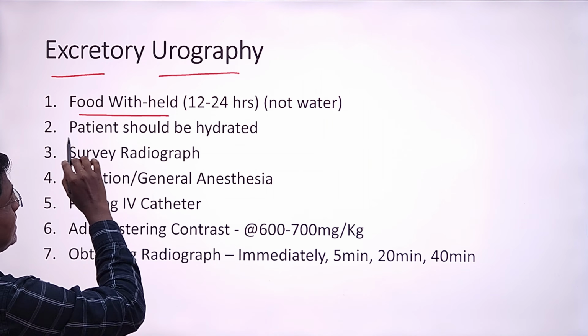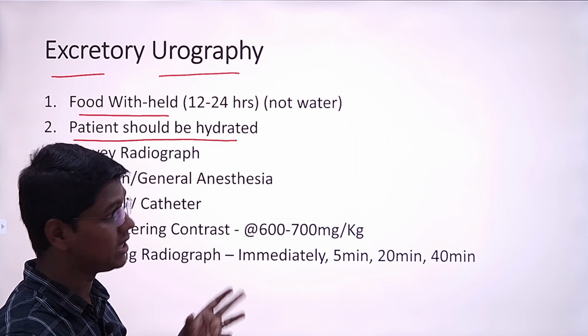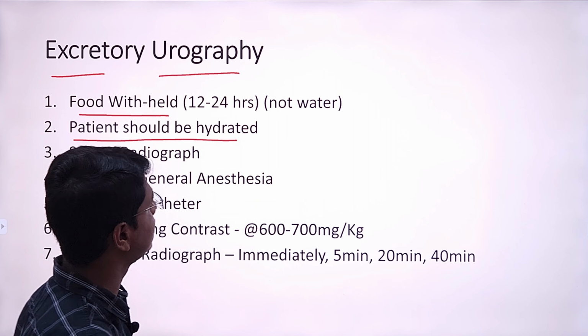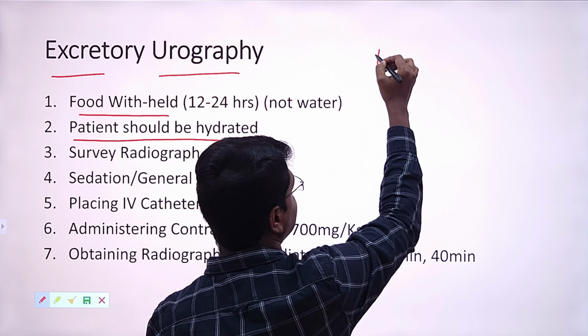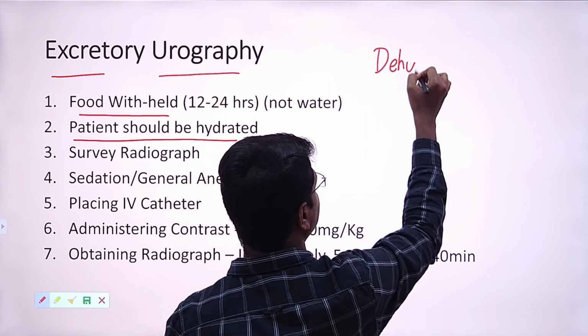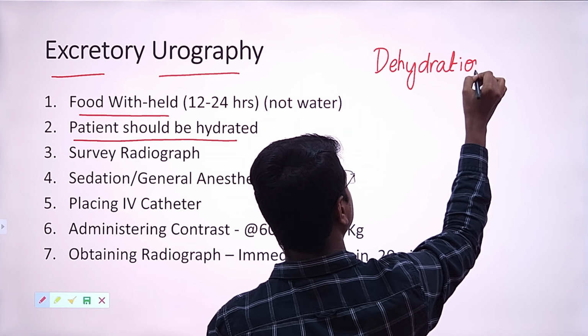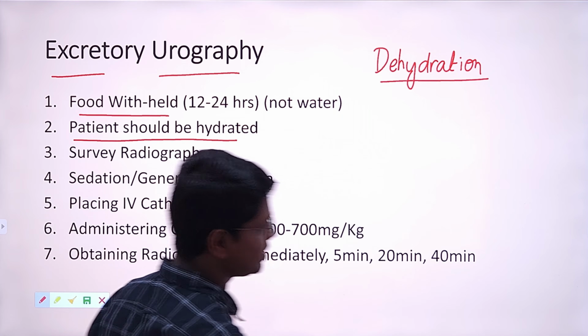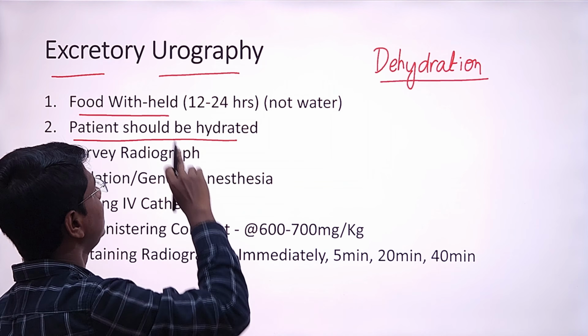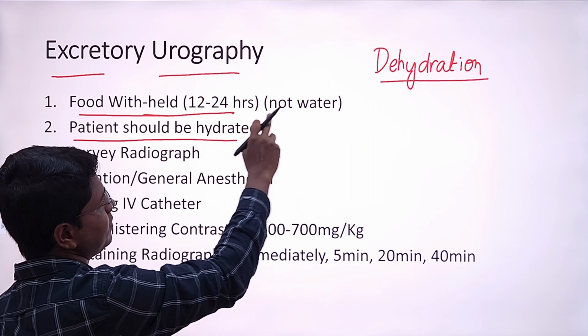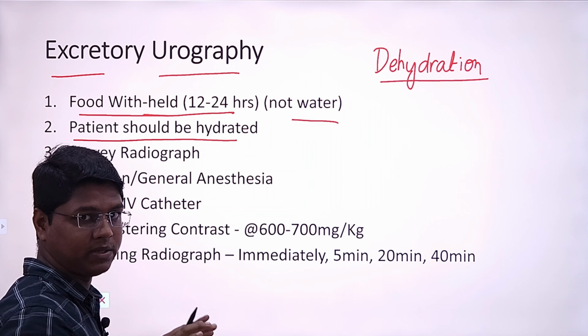Now the patient should be hydrated. A contraindication for excretory urography is dehydration. In dehydrated patients you should not use this method. First you have to give fluid therapy and do the hydration, then after do the urography. That is why the food is withheld but not the water. Water should be given sufficiently.